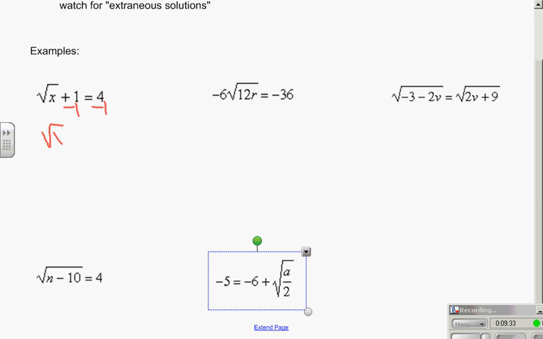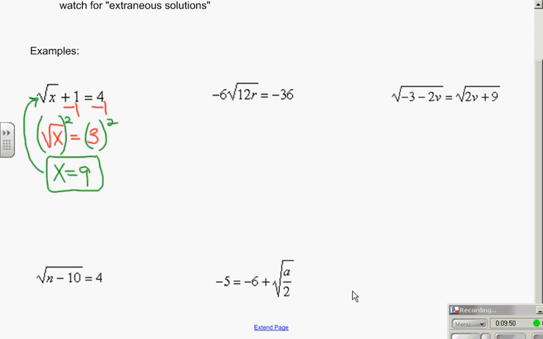So first problem, we need to subtract away 1. The square root of x is equal to 3. And here's your new step. To undo square rooting, you square it. And you end up with x is 9. If I take a quick peek back to the original, 9 will go in there just fine. That is all there is to doing this.